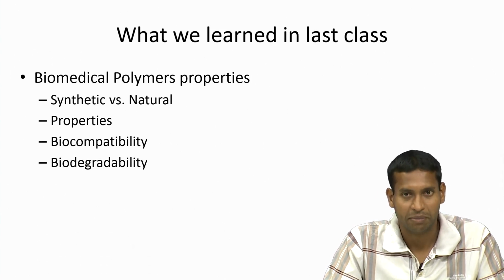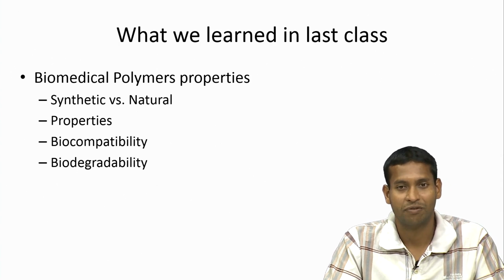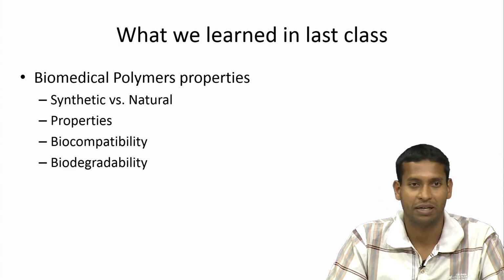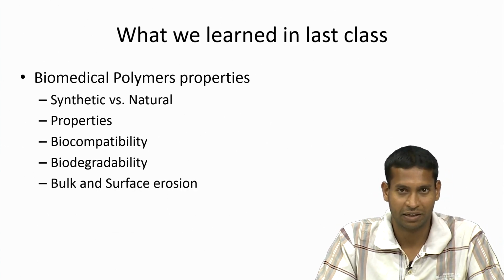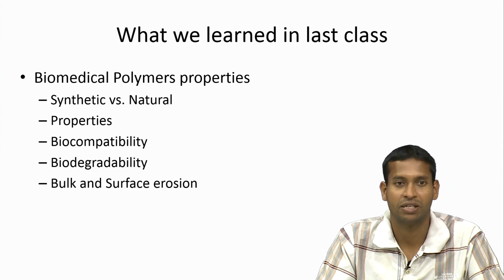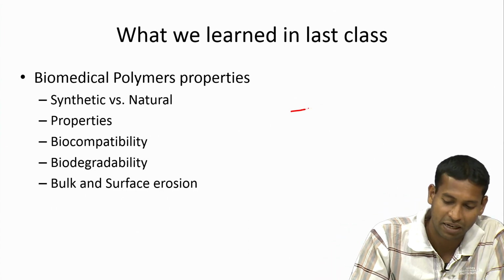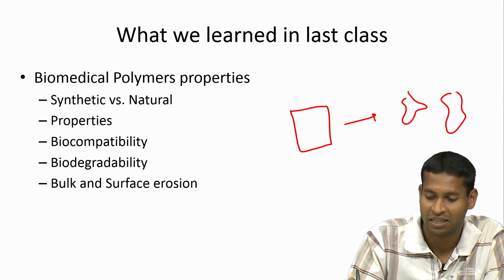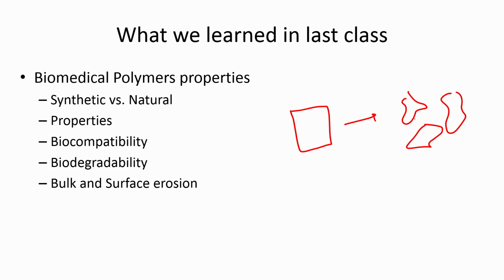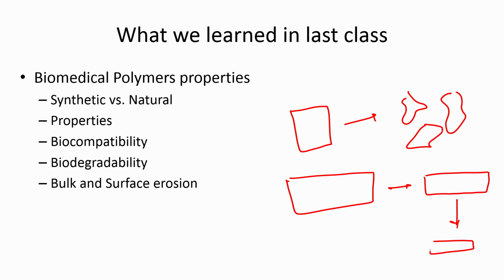Then we also talked about biodegradability, whether the polymer we are choosing needs to degrade or does not need to degrade, again depending on applications. Whether the degradation is bulk erosion or surface erosion, essentially meaning that if it is bulk erosion, then the whole device is disintegrating into smaller pieces and randomly degrading, versus if you have a surface eroding device, then it will eventually hold its shape and just degrade from the surface. So, we discussed all of that.